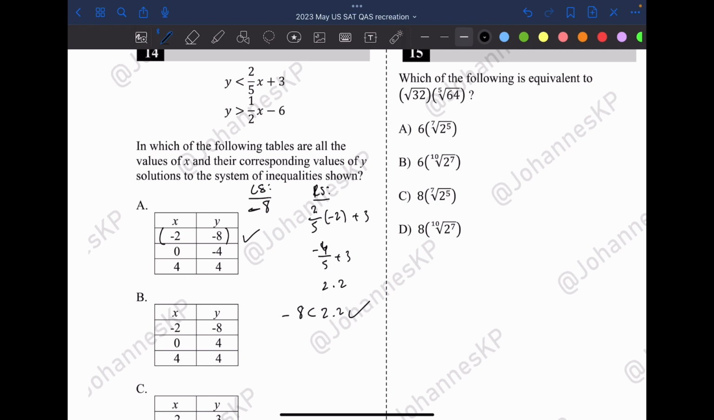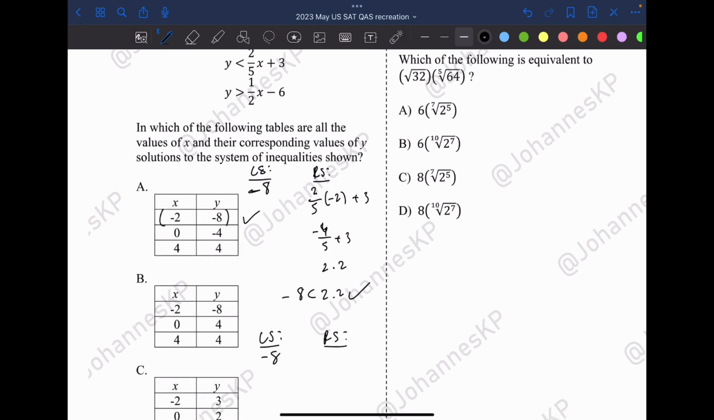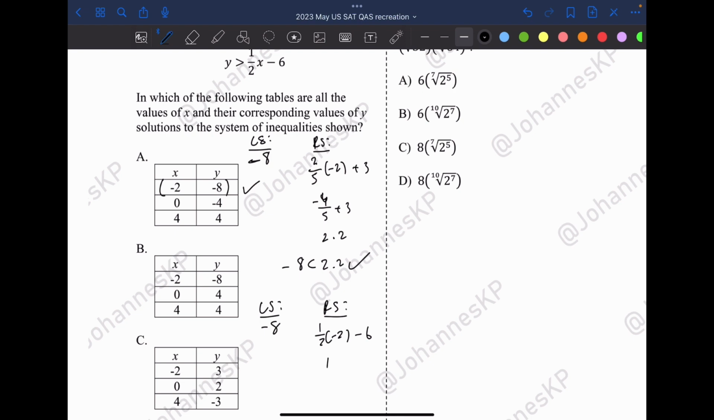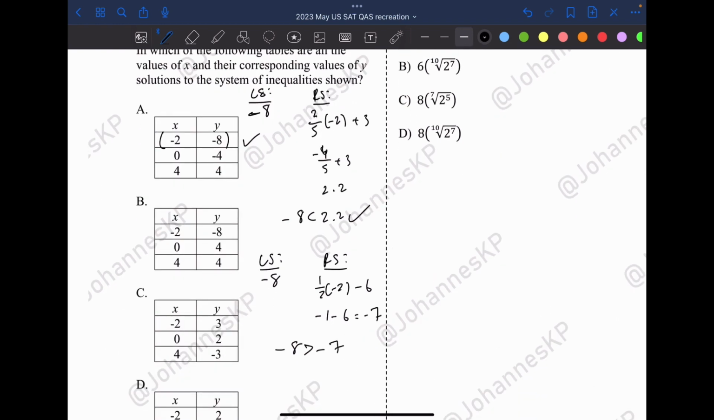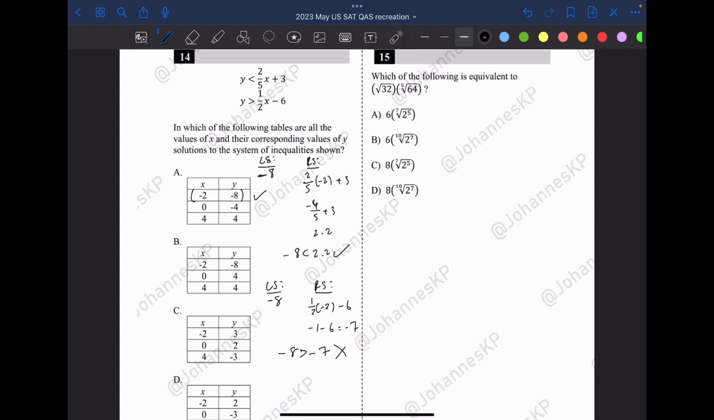Now we have to check it for the second inequality as well, because it has to match both inequalities. So we're done with the first one. Let's now do the second one. Left side, right side. The left side is also y, so -8. For the right side, it's 1/2 x minus 6. That's 1/2 times -2 minus 6. This would be -1 minus 6, which is -7. Is -8 greater than -7? No, this is wrong. So since the second inequality is wrong, A has to be wrong.